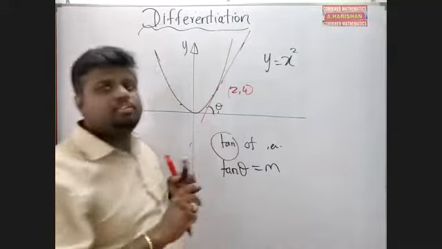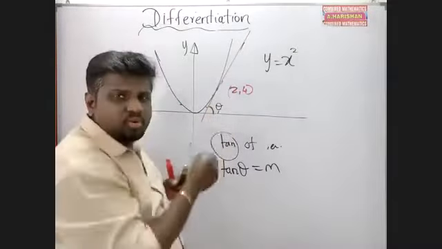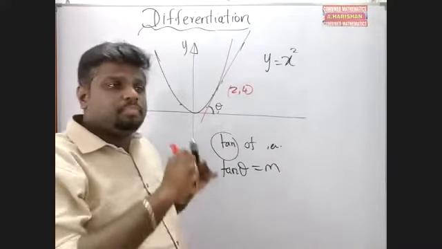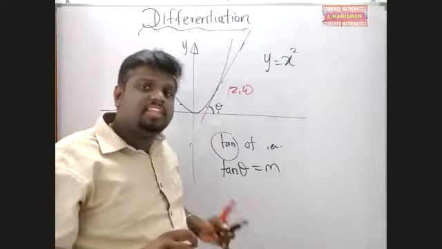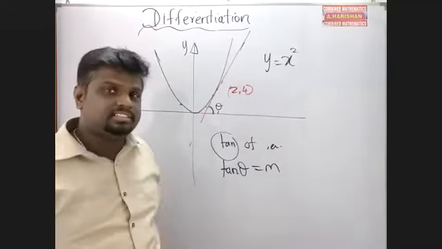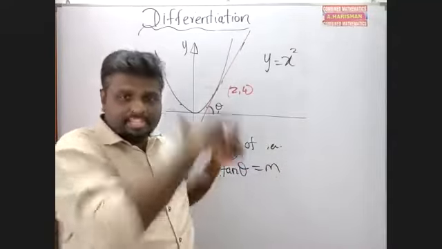Then I will be able to find the gradient. So think about each and every point. If you draw the tangent and measure the angle with the protractor and take the tan value for that, is it possible? So then I have to make a table like a log table.